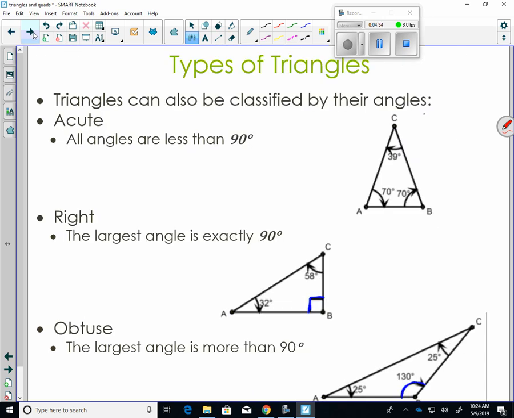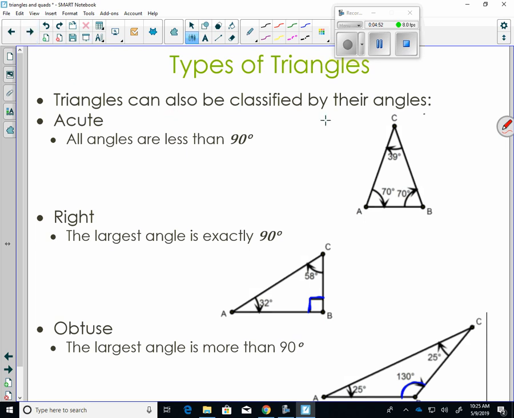Okay. Now, we can also classify triangles by their angles. Acute angles, they're not like baby triangles or anything like that, or acute triangles, right? A little joke there. All angles are less than 90. So, for example, this one here.